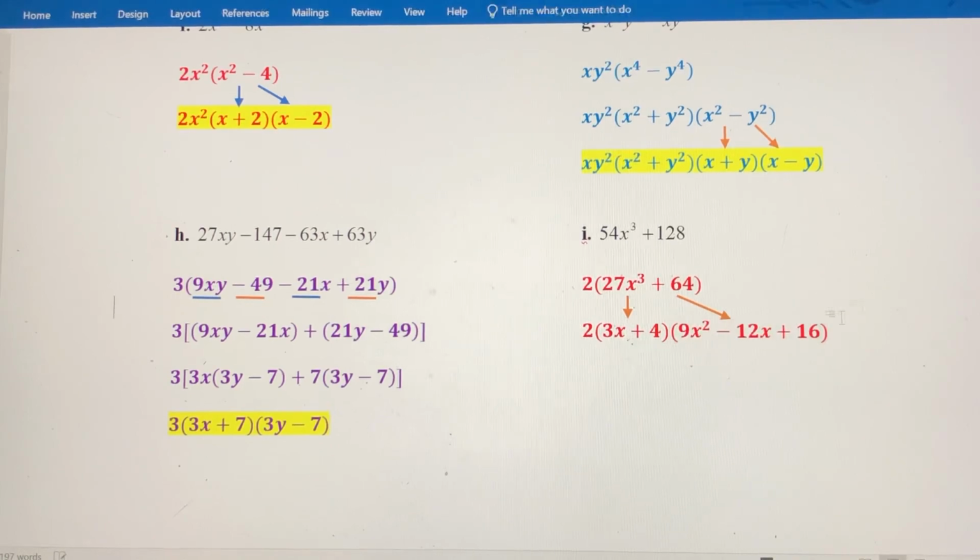Okay, so when I square 3x, I get 9x squared. When I multiply these two together, I get 12x. Change the sign, make it negative. And when I square the 4, I get 16.